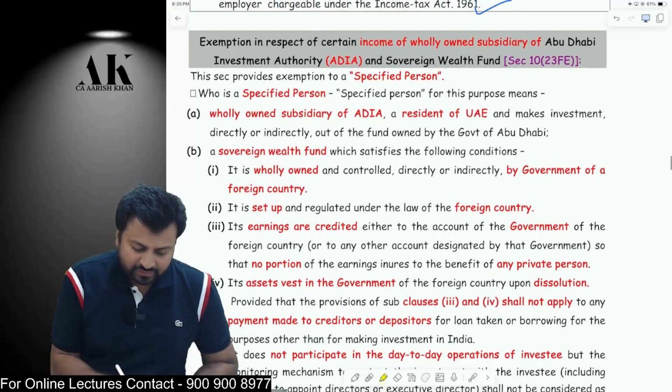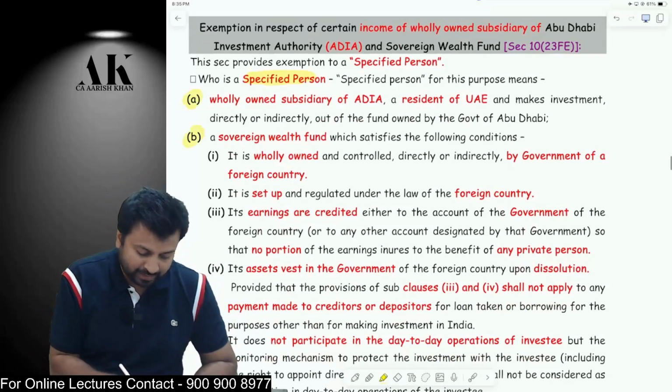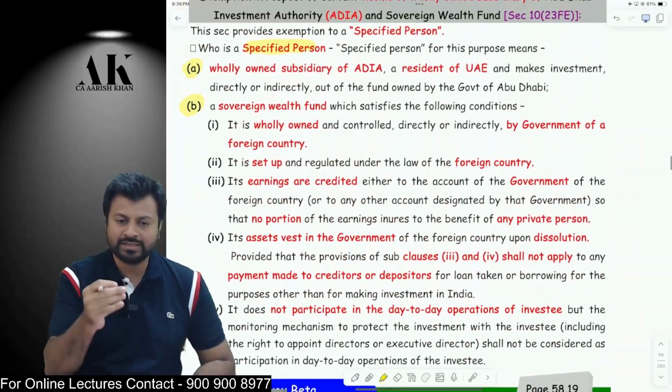Now the very first thing which we need to see over here is the specified person. The definition of specified person covers 3 points: point number A, point number B, and then point number C. B and C are more or less similar to each other. Let's see all of them one by one.